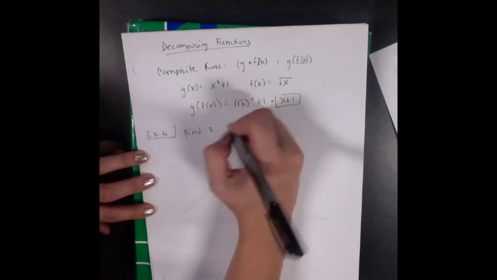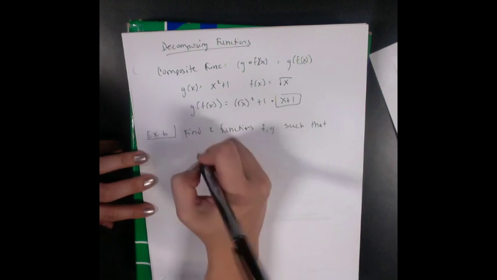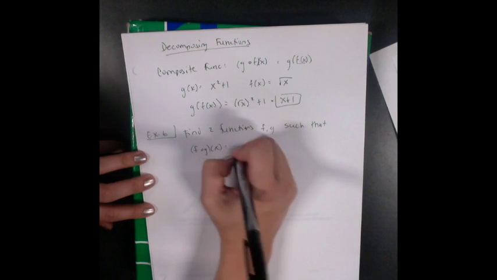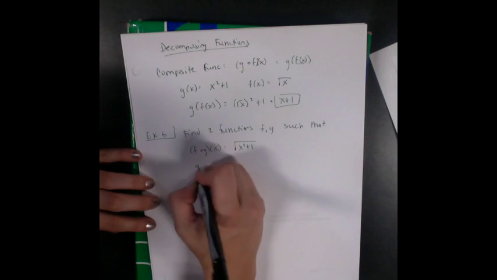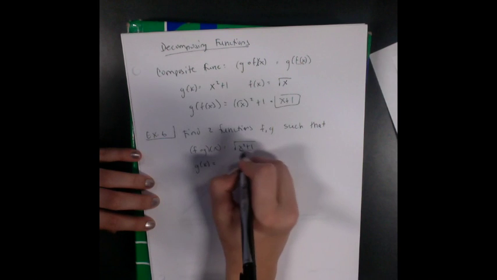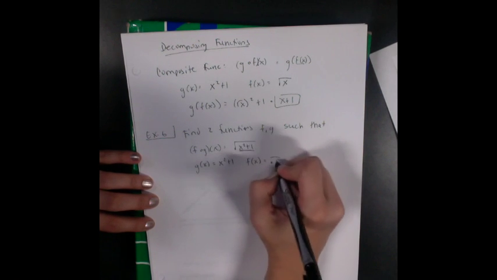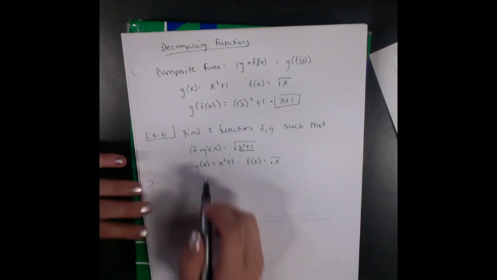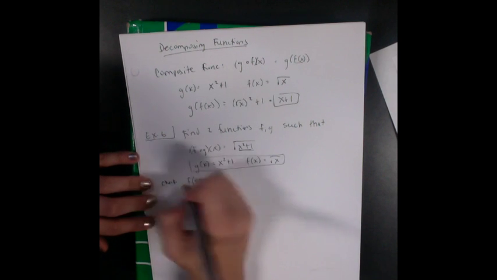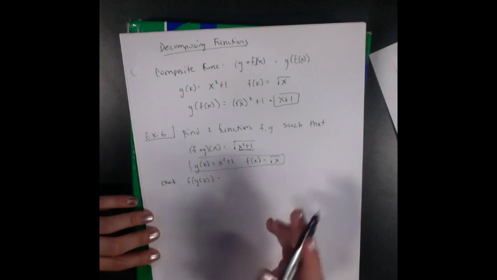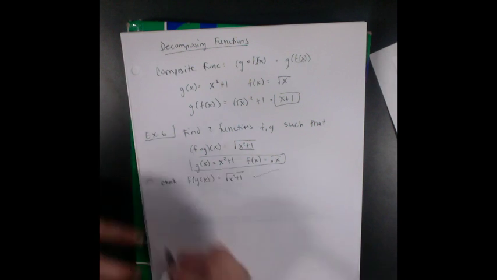You're going to find 2 functions, f and g, such that f of g of x is the square root of x squared plus 1. So this means we're plugging in g of x into f. So I would take this whole inner part and say that is g of x. And I'm going to say f of x is the square root of x. So now f of g of x, this is my answer, but to check, I plug in g of x into f, so I get the square root of x squared plus 1. Ta-da! Okay, let's do another example.